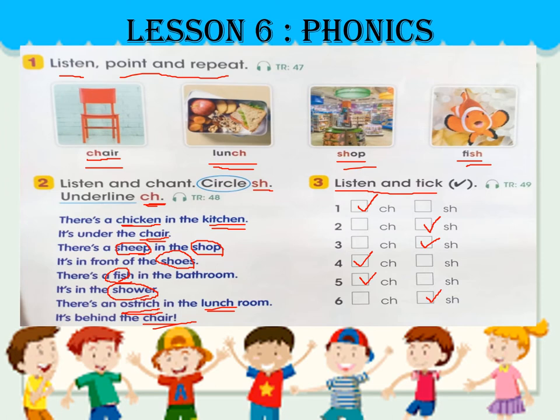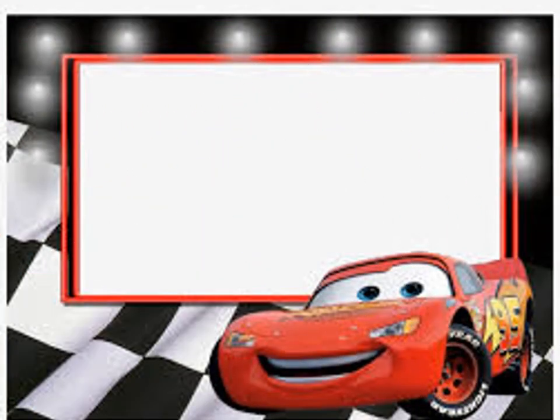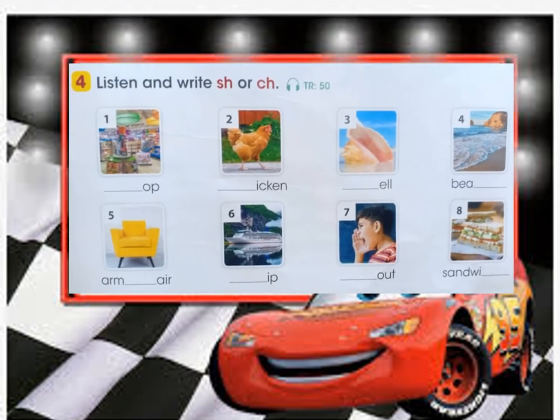Okay, number 1 for CH, number 2 SH, number 3 SH, number 4 and 5 CH, number 6 SH. Okay, have you done? Okay, very good. Now, you can see number 4, listen and write SH or CH. Okay, look at these pictures. There are 8 pictures below. You have to write SH or CH, yeah? Okay, student, let's listen this track. Track 50. Exercise 4. Listen and write SH or CH.